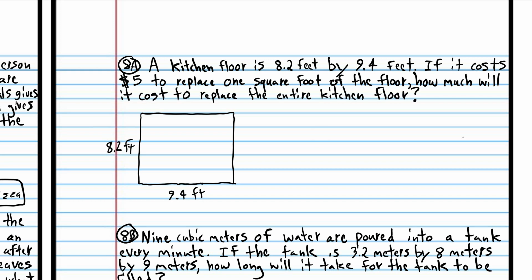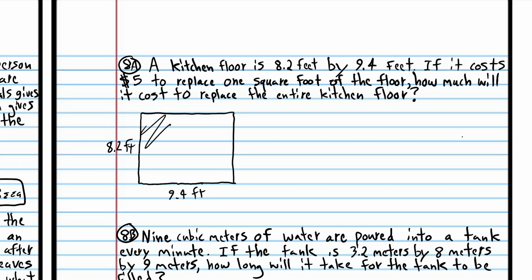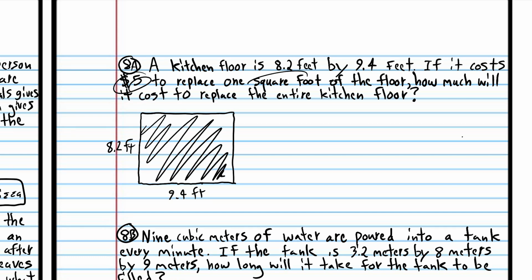All right. So we have the dimensions. We don't have the area inside here. That's what we need because we know it's $5 for 1 square foot. We don't know how many square feet there are. So we have to multiply these 2 numbers to find the area of a rectangle. As we talked about earlier, to find the area of a rectangle, we multiply the width and the length.